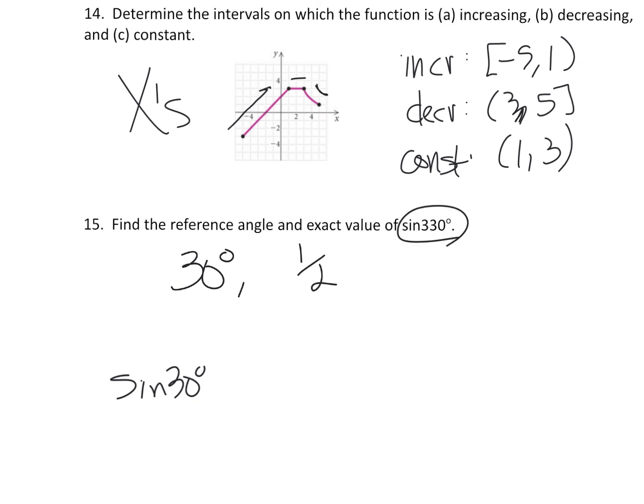And then look at what quadrant we're in. We're in quadrant 4. Sine is the y coordinate. Y in quadrant 4 is -1/2. And there you go.